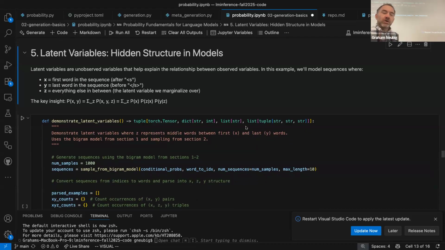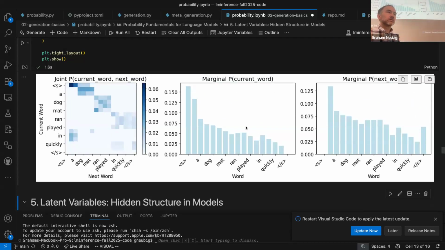Okay, so in particular, why I wanted to talk about marginalization is I want to talk about latent. Yeah, sorry. Sure.